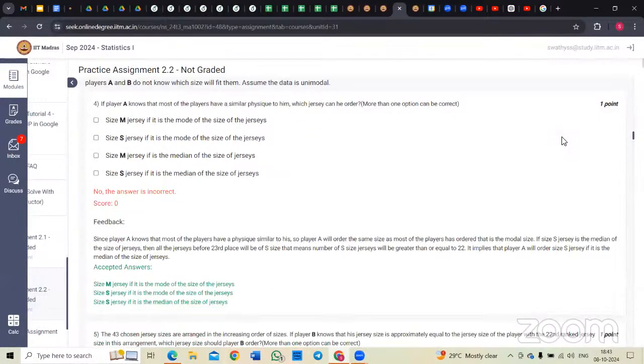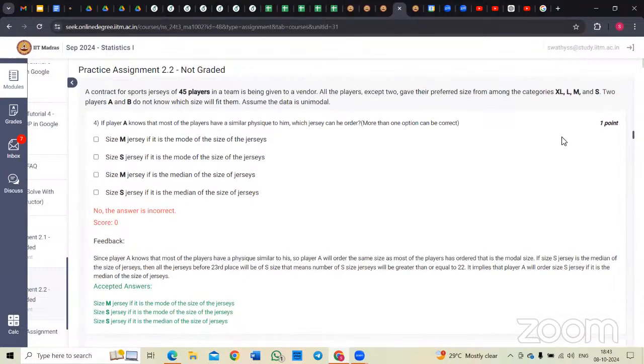Anybody having any doubt in practice assignment 2.2? Yes, ma'am. Ma'am, please explain question 4, options third and fourth, one more time. Okay. Third option is size M jersey if it is the median of the size of jersey.